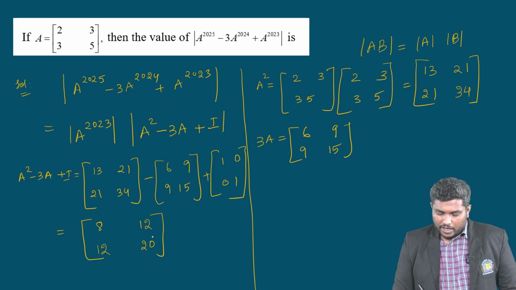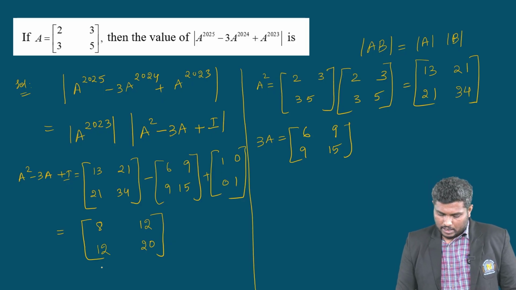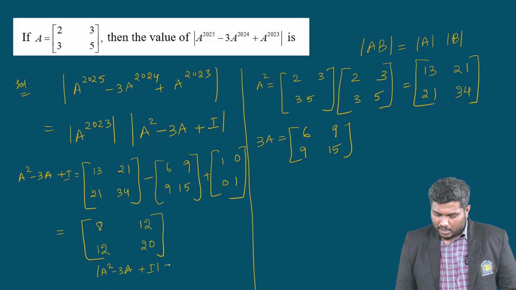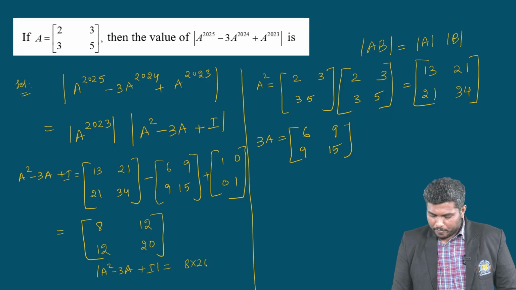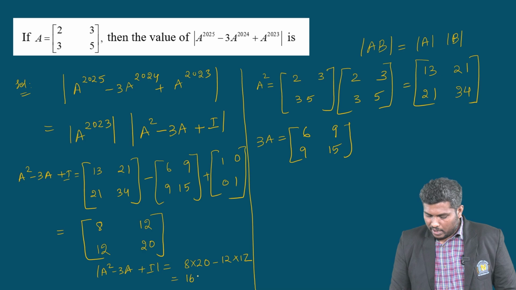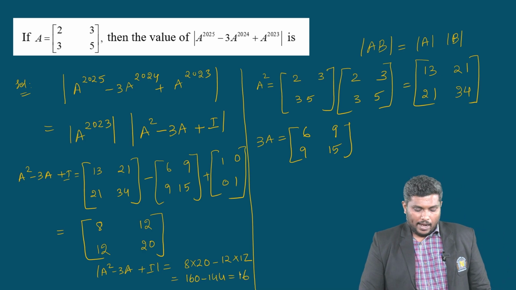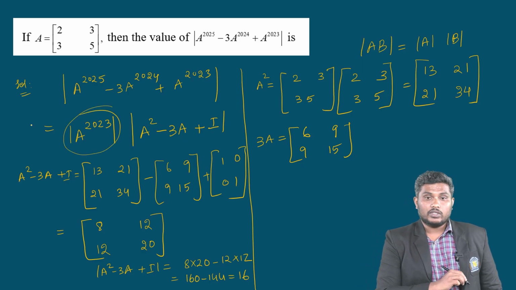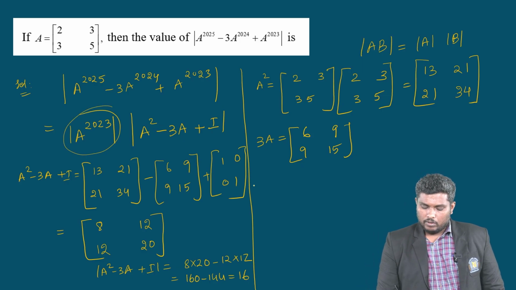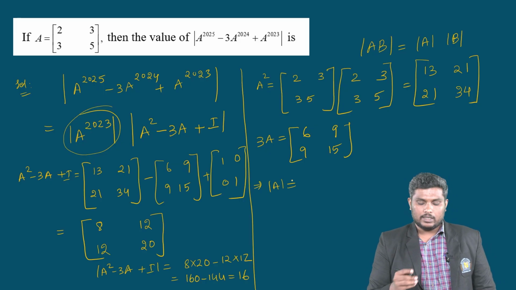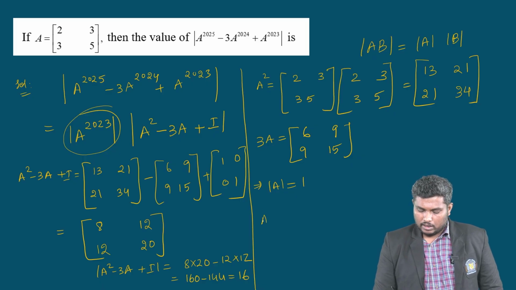So now we need to find the determinant of this one. det of A square minus 3A plus I will be 8 into 20 minus 12 into 12. So 160 minus 144, which is 16. And there is also det A to the power 2023. You can easily find the determinant of the given matrix: 10 minus 9, which is 1. So your answer finally should be 1 into 16, which is 16.